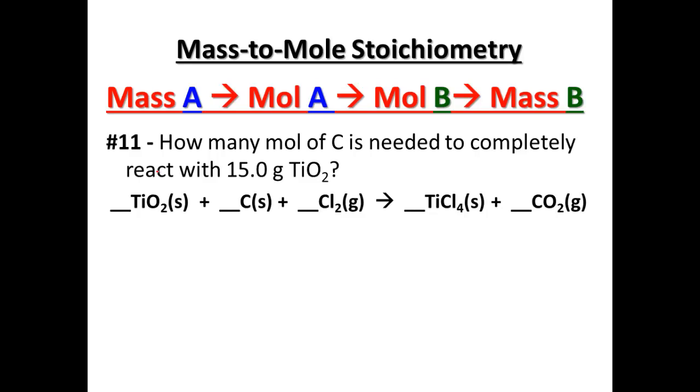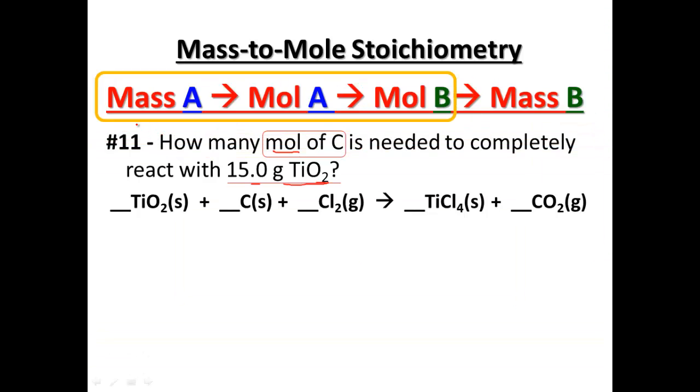For problem 11, what we're looking at is how many moles of carbon is needed to completely react with 15 grams of TiO2, or titanium oxide. So this time, we're starting with 15 grams of titanium oxide, and we're moving to moles of carbon. So we are going to start with the mass of our first substance, mass of A. We're going to go through 1 conversion factor to moles of A, and then a second conversion factor to get to moles of B.